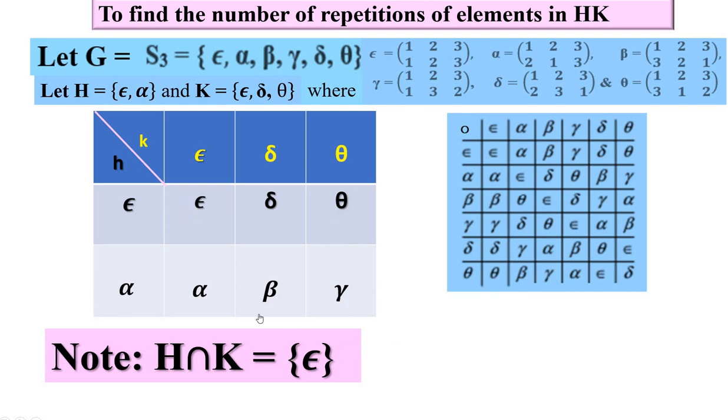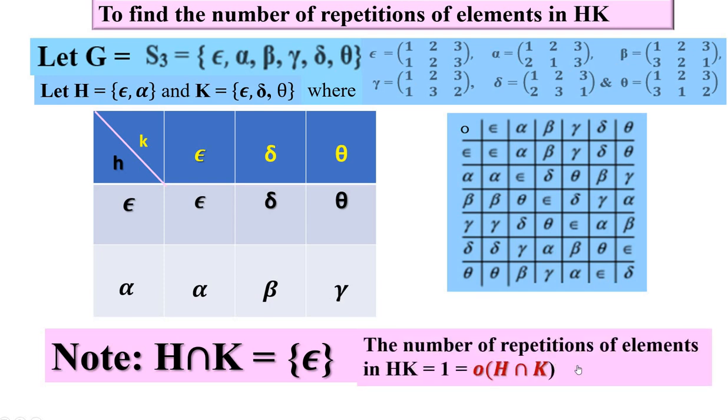So is there any repetition when we find our product Hk? Absolutely no. All are occurring only once. So the number of repetitions of elements in Hk, there is no repetition. Number of repetitions here means it occurs only once. The order of H intersection K, because H intersection K is the singleton epsilon, is just one. Only once it comes. We cannot even use the word repetitions, but for the rest of the cases we are using that, so that is the reason we have mentioned it here.